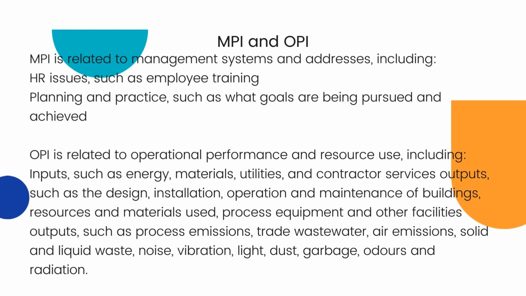OPI is related to operational performance and resource use, including inputs, such as energy, materials, utilities, and contractor services. Outputs, such as the design, installation, operation, and maintenance of buildings, resources, and materials used. Process equipment and other facilities. Outputs, such as process emissions, trade wastewater, air emissions, solid and liquid waste, noise, vibration, light, dust, garbage, odors, and radiation.